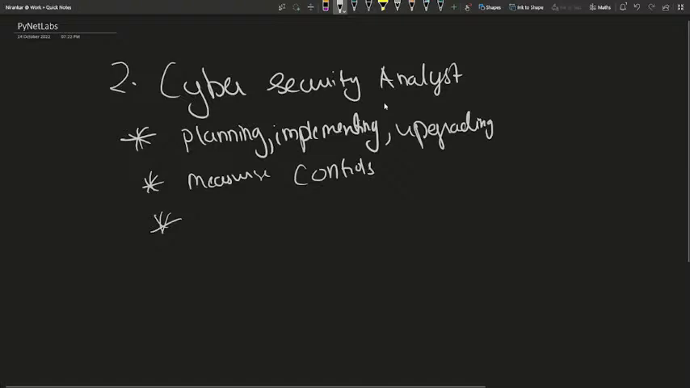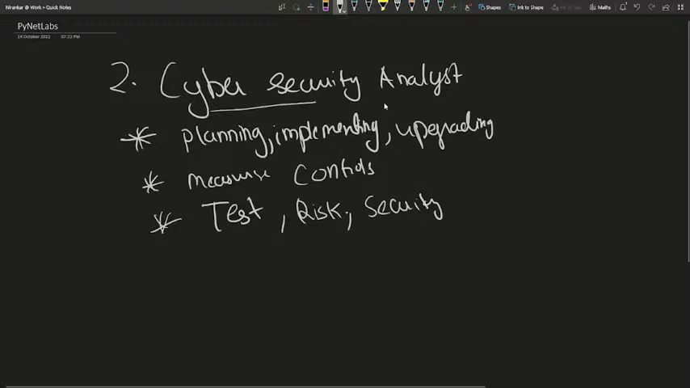A cybersecurity analyst is also responsible for conducting vulnerability testing. Regular tests are taken by a cybersecurity analyst. It can be risk analysis, security assessment, and maybe managing the network. In addition, the analyst trains employees in security awareness and procedures. So these are the things which a security analyst does.